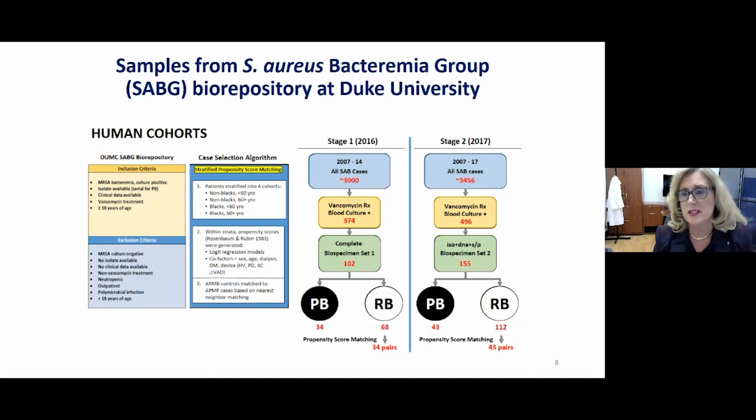So this is the study design of the work that I'm going to talk to you about. These were samples which came from the Savage Biorepository at Duke University in collaboration with Vance Fowler, and these were human cohorts. We had two stages, one in which patients were selected in 2016, and then a second cohort selected in 2017. We started out with over 3,000 cases of patients with SAB, and we narrowed that down to a very select cohort who had received vancomycin treatment and had blood cultures and biospecimens available. We found 374 in stage 1 and 496 cases in stage 2. And when we looked at complete biospecimen available samples, there were 102 cases in stage 1 and 155.